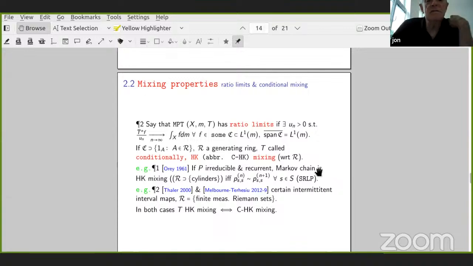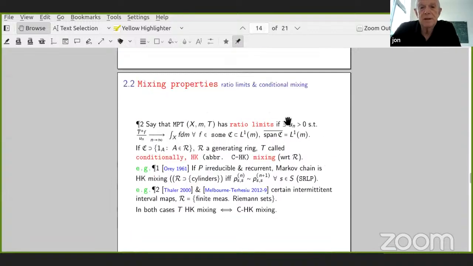So it's the basic result. For certain intermittent interval maps, there's a lot of work from Thaler and Melbourne to Hesiu. So then you have the same kind of thing, where R is the finite measure Riemann integrable sets. So you take an intermittent map with an infinite invariant measure. Finite measure Riemann sets means sets bounded away from the fixed points, the indifferent fixed points. In both of these cases, HK mixing is the same as CHK mixing.